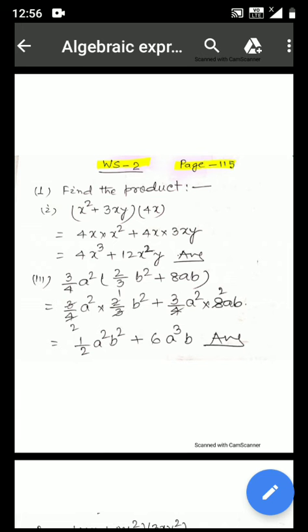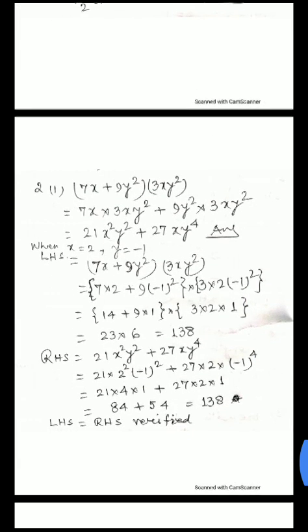Similarly, question number 2, 7x plus 9y square multiply 3xy. 7x multiply 3xy square plus 9y square multiply 3xy square. 7 threes are 21, x into x square y square plus 9 threes are 27, x y raised to the power 4. When x equal to 2 and y equal to minus 1, verify your answer also.